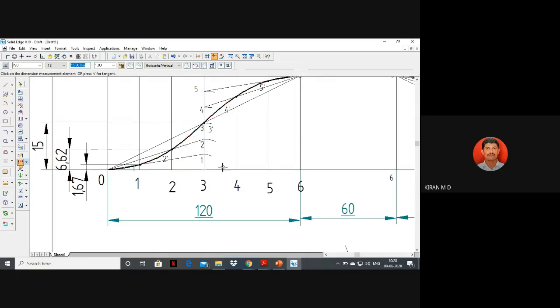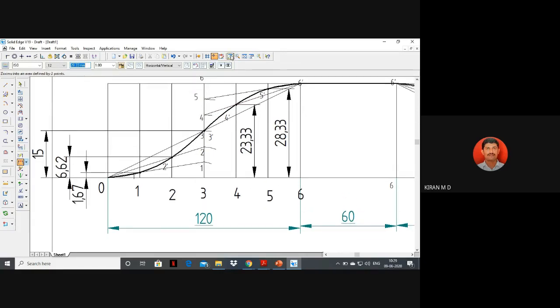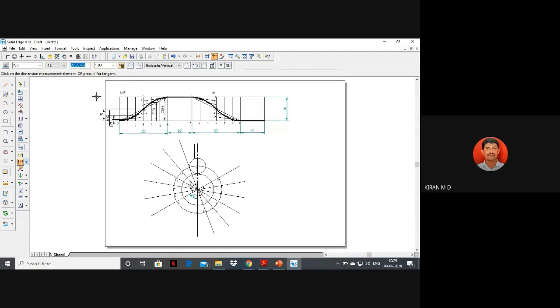Okay. Again, the distance between this point and this point is 23. The distance between this point and this point is 28.33. So you just have to measure this. Manually it is very easy. Directly you take the compass, you mark the point and you place the points on.